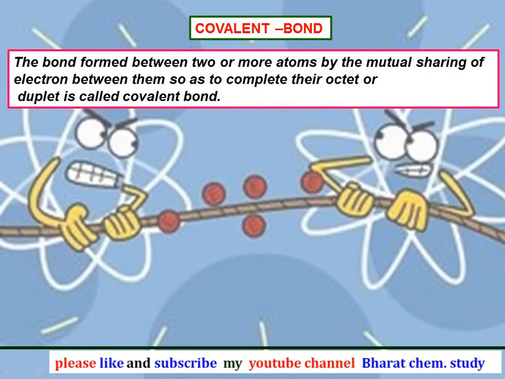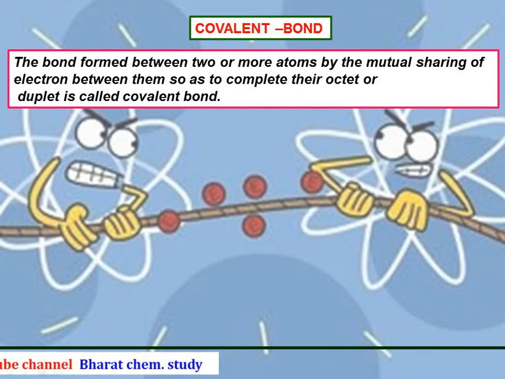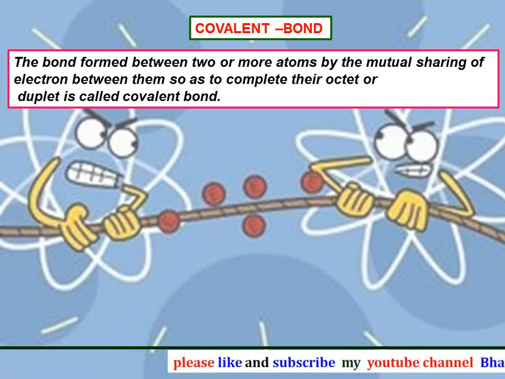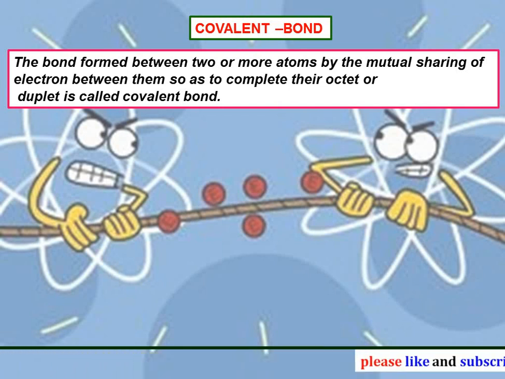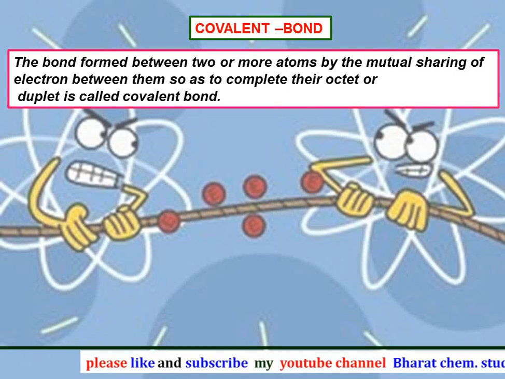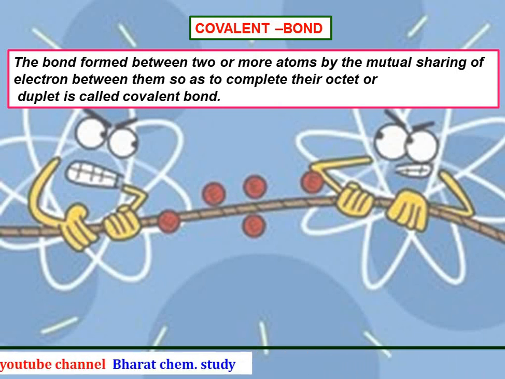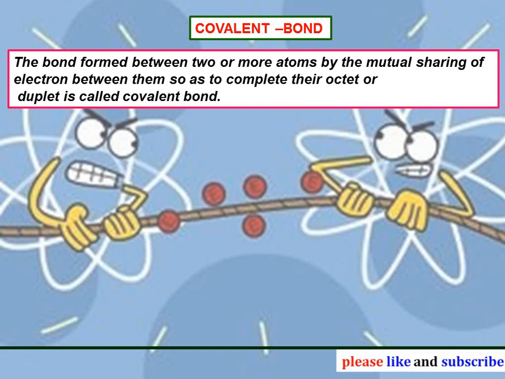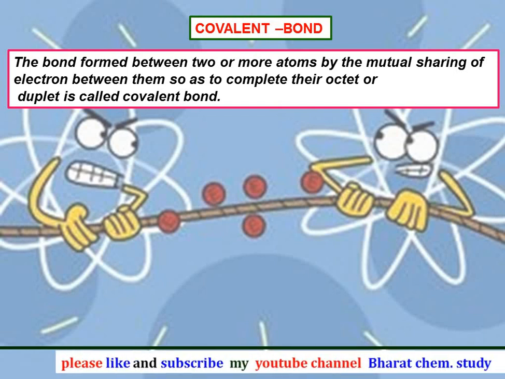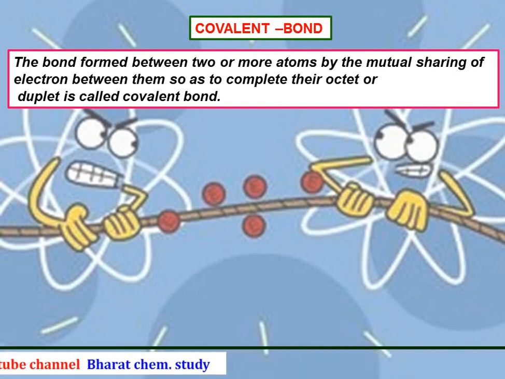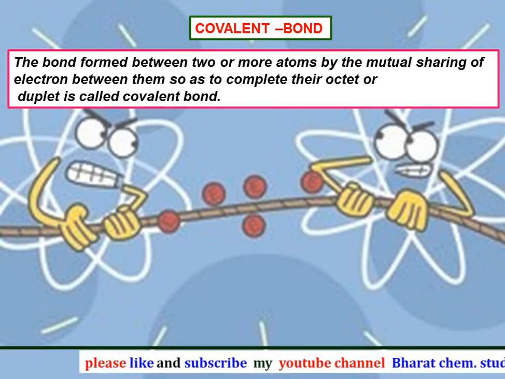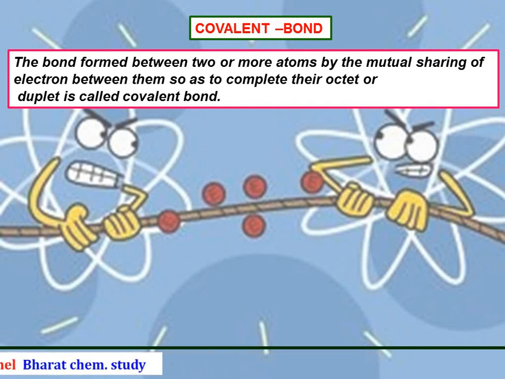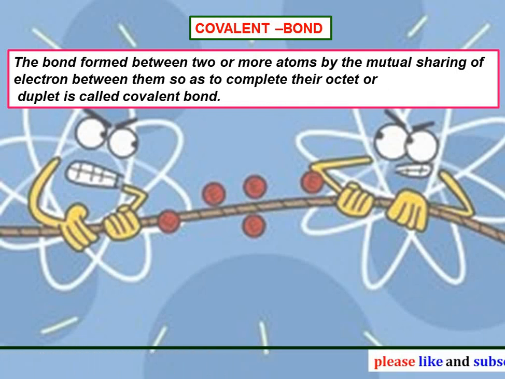Covalent bond. The bond formed between two or more atoms by mutual sharing of electrons between them so as to complete their octet or duplet is called a covalent bond. Let's understand this in the simplest way. When an element is not in a condition to lose or gain electrons to another atom, in that case these atoms of different elements will share electrons with each other so as to complete their valence shell to attain 8 electrons or 2 electrons in their outermost shell. When they share electrons with each other, such a bond is called a covalent bond.